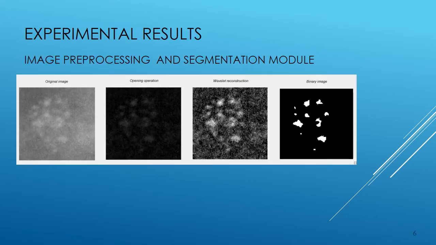This time, the MIAS dataset was used. In the image preprocessing and segmentation model, a morphological opening operation was used to remove the background, and the contrast was increased through discrete wavelet transformation. Finally, the image was binarized using a thresholding technique. As can be seen, the abnormalities are fully identified.